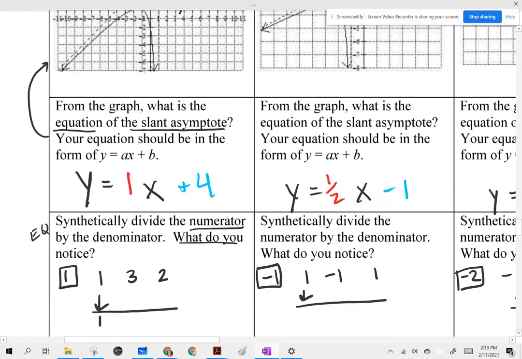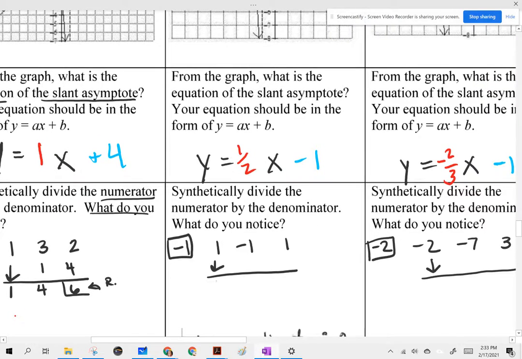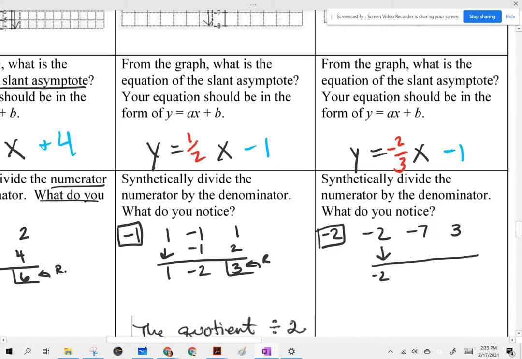So I'm going to bring down that 1. I get 1 here. I've got 4 here, 4 and 6, and 6 is my remainder. Let's go ahead and synthetically divide the other ones. I've already kind of got them set up for that. So let's do 1, -1, -2, 2, and that gives me a 3. This is my remainder. And then -2, that's going to give me a 4, a -3, a 6 and a 9. And again, that's my remainder.